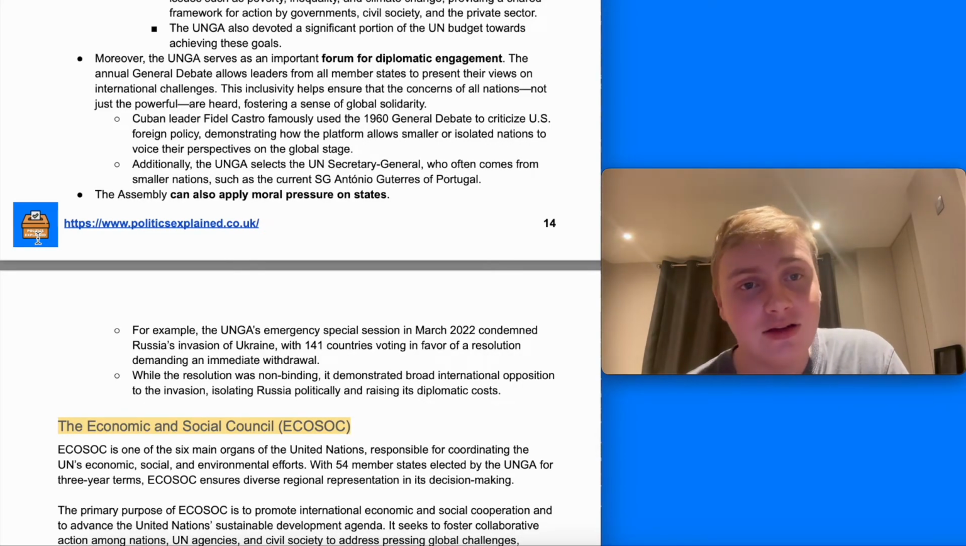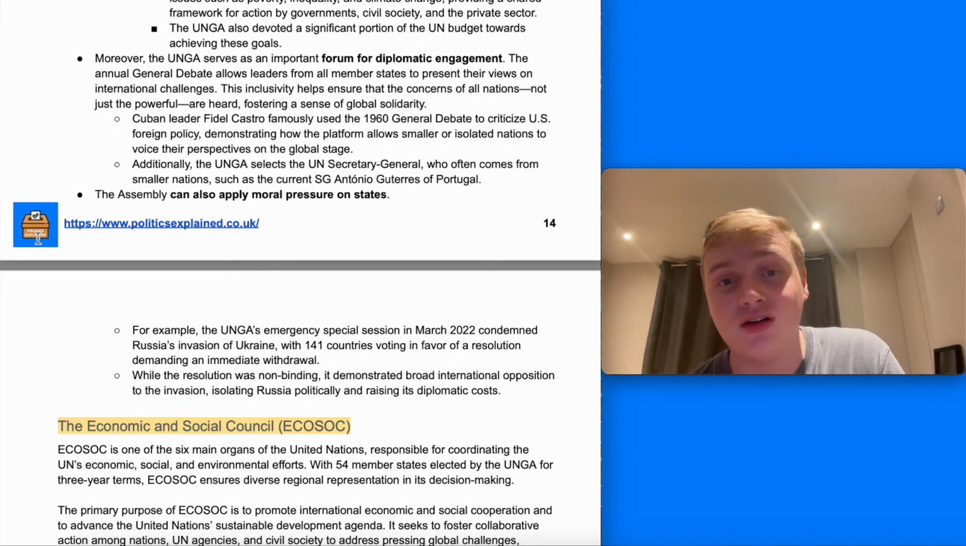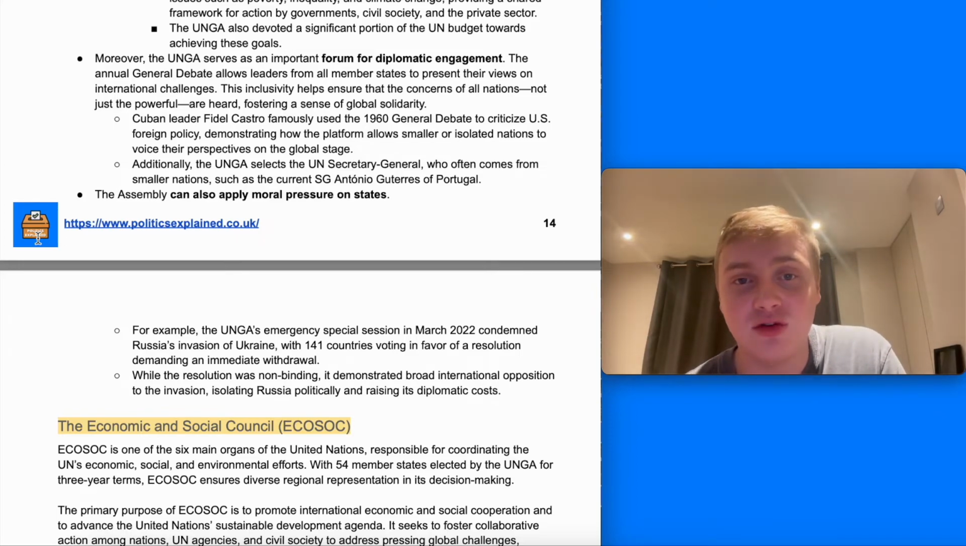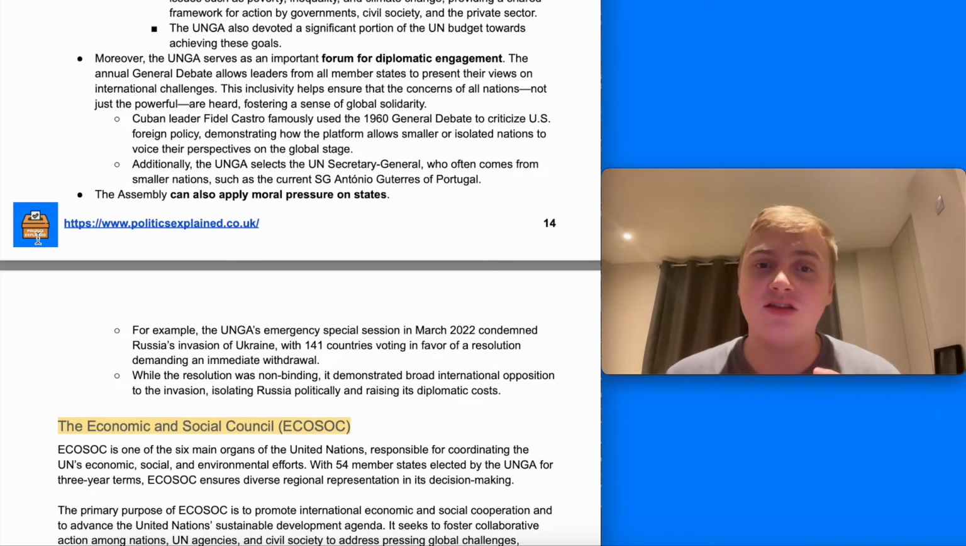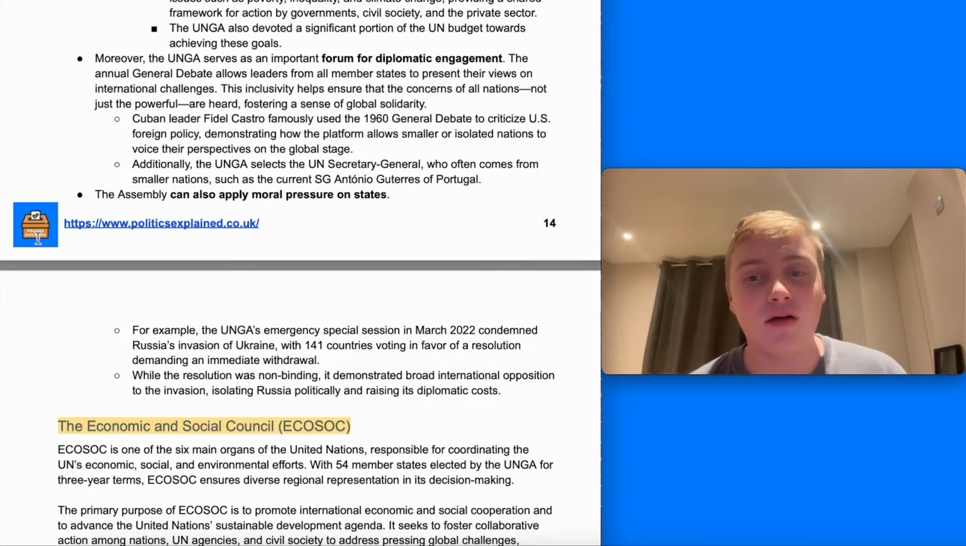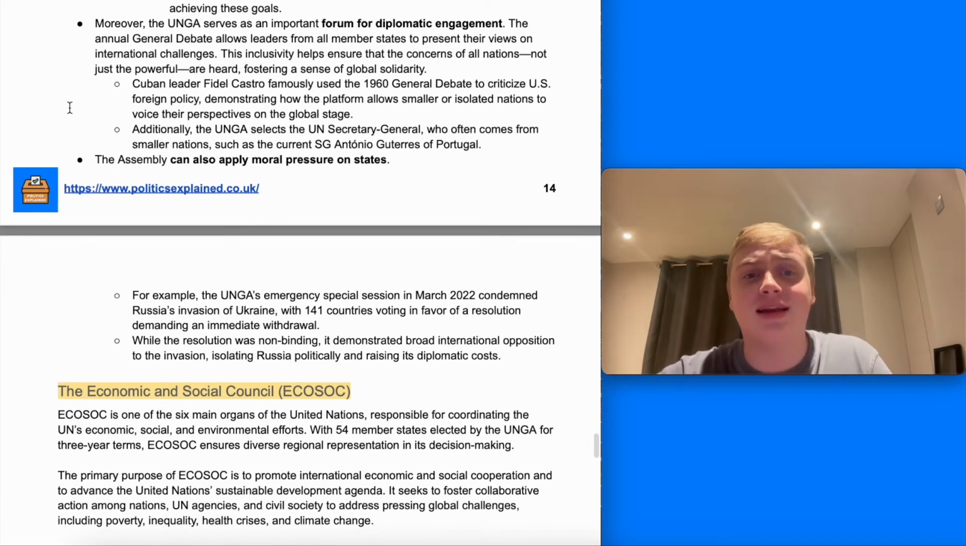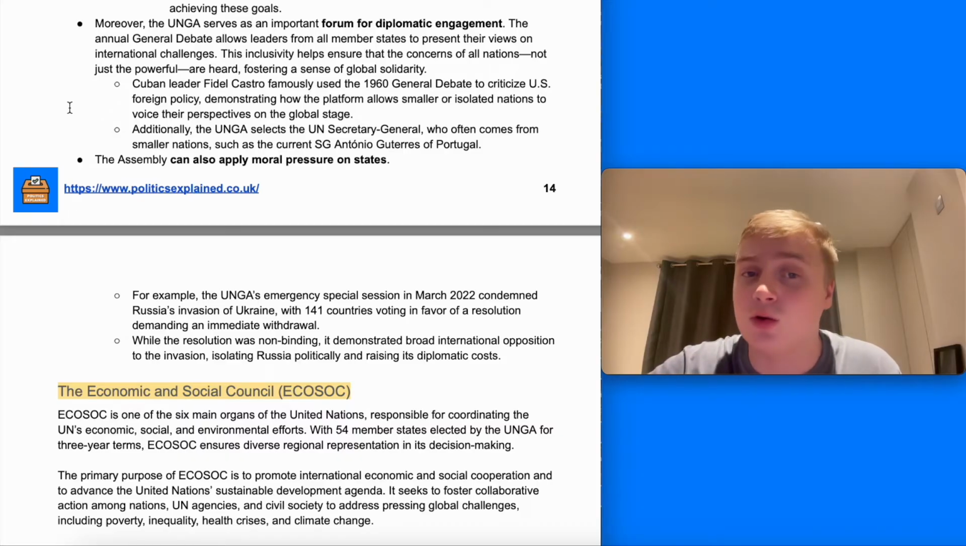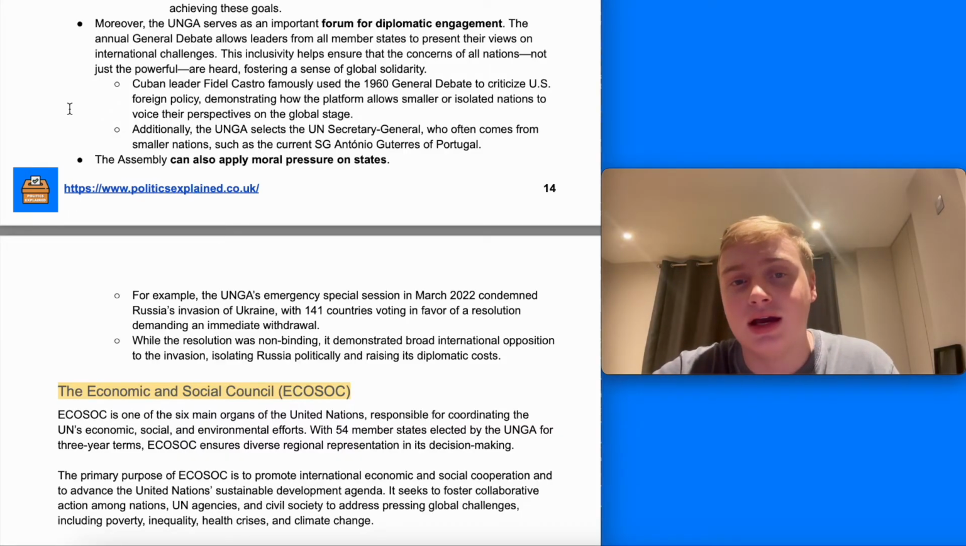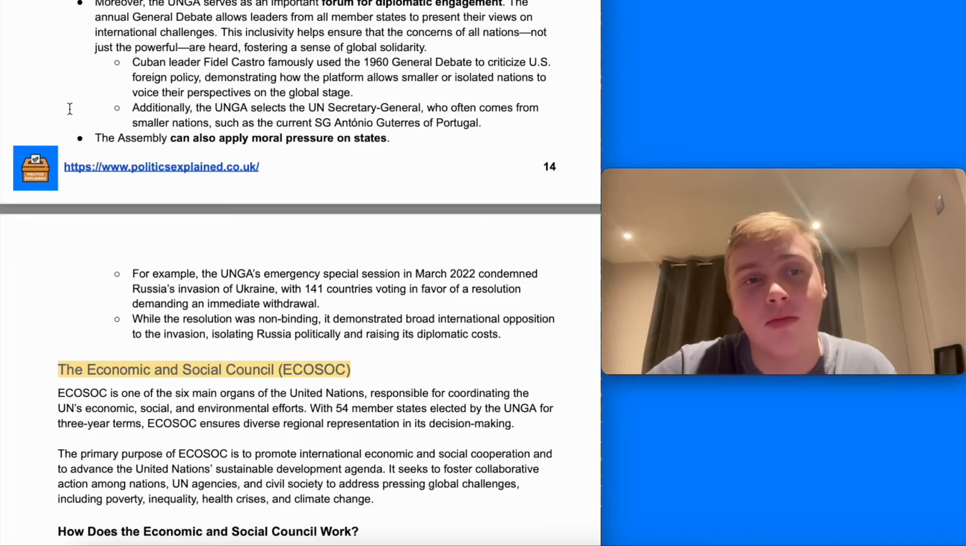The annual debate allows leaders from all member states to present their views on the international challenges, and this helps ensure that the concerns of all nations, not just powerful nations, are heard, fostering a sense of global solidarity. For example, Cuban leader Fidel Castro used the 1960 general debate to criticise the US foreign policy, demonstrating how it allows smaller states to really criticise the most powerful countries in the world. And additionally, the UNGA selects the Secretary General, who often comes from smaller nations. For example, the current Secretary General is Antonio Guterres from Portugal.